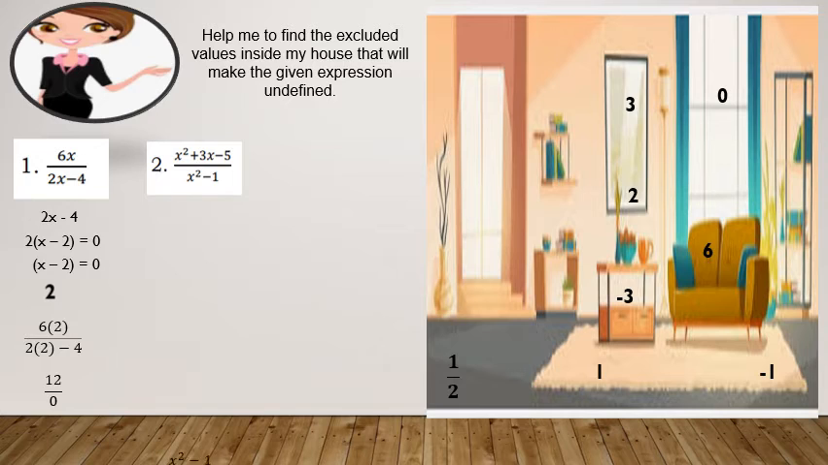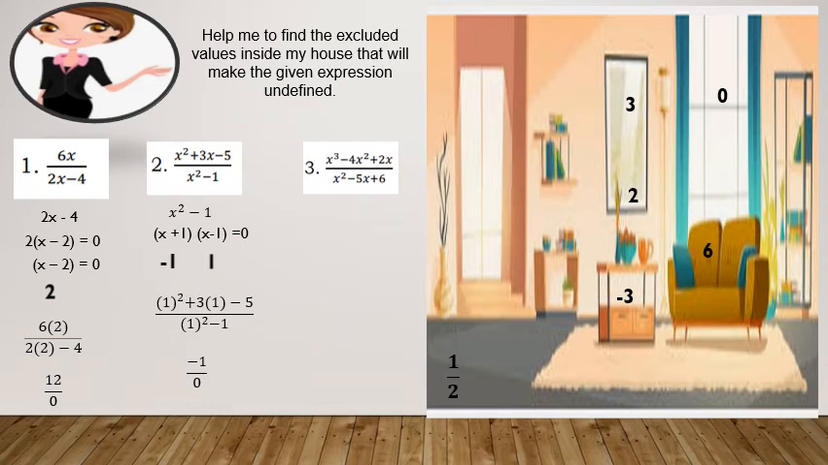Okay, let's identify. You have x squared minus 1. Then let's factor. Then we have 1 and negative 1. These are the excluded values from the house. Alright, so let's check it by substitution. Then we have negative 1 over 0. I use the 1. You can also use negative 1, but I rather use the 1. Next, number 3, another one.